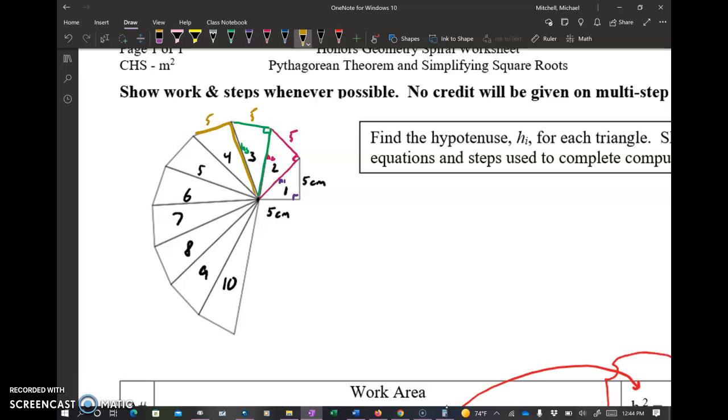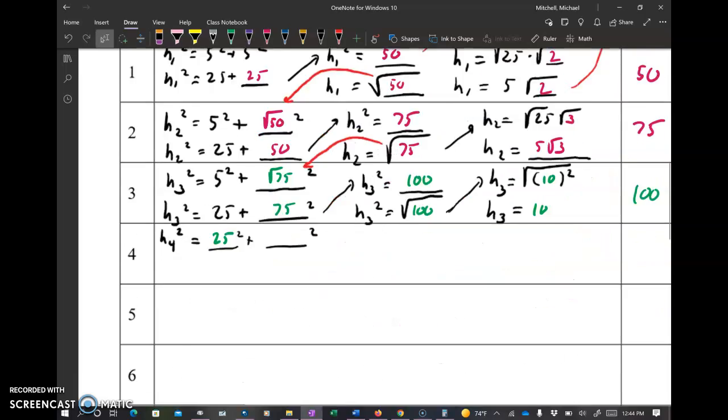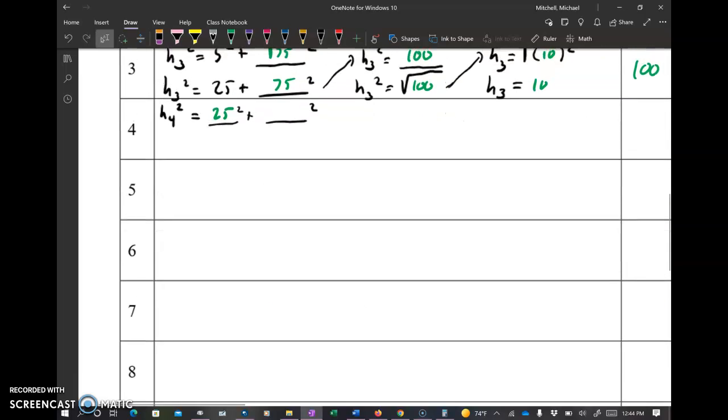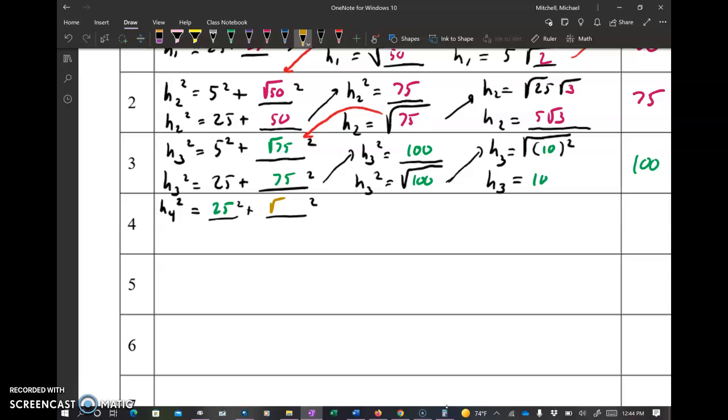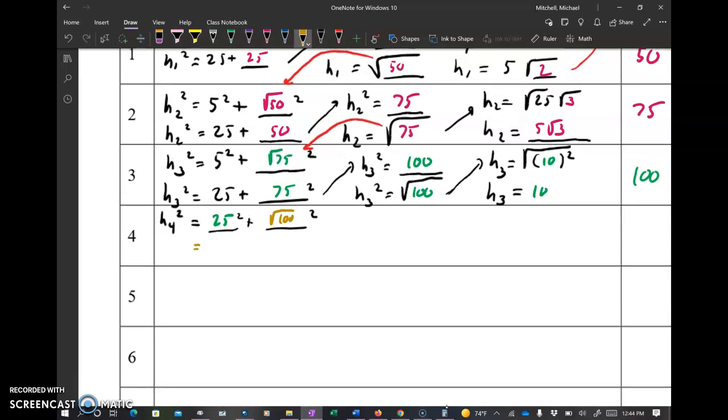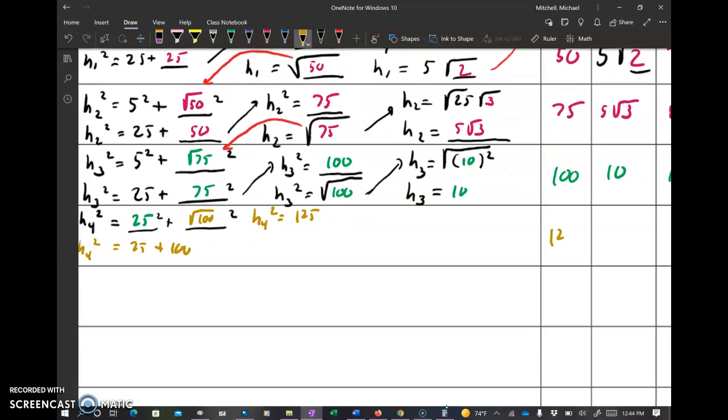These are all 5. Remember, now we have to use H3. So you can use 10, or I'm just going to use the square root of 100 in there. And we keep doing that. So that's equal to 25 plus 100. That's my H4 squared. H4 squared is going to be 125. I can put that over here.